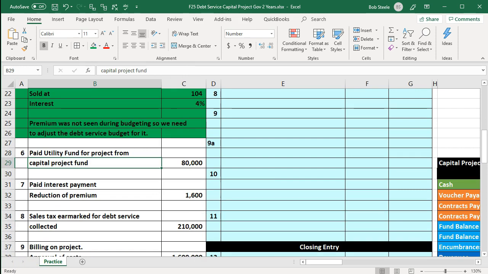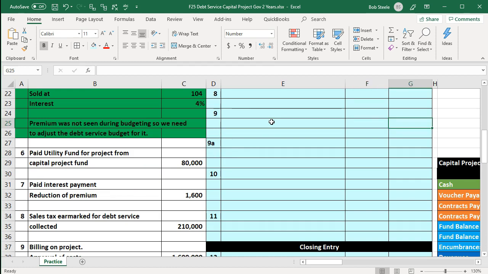Number 6 says, paid utility fund for the project from the capital project fund. So now we're going to say we paid basically utilities bills for the capital projects. These were necessary for the capital projects. The utilities is another fund, however, within the government. So we paid the utilities fund for the capital project.